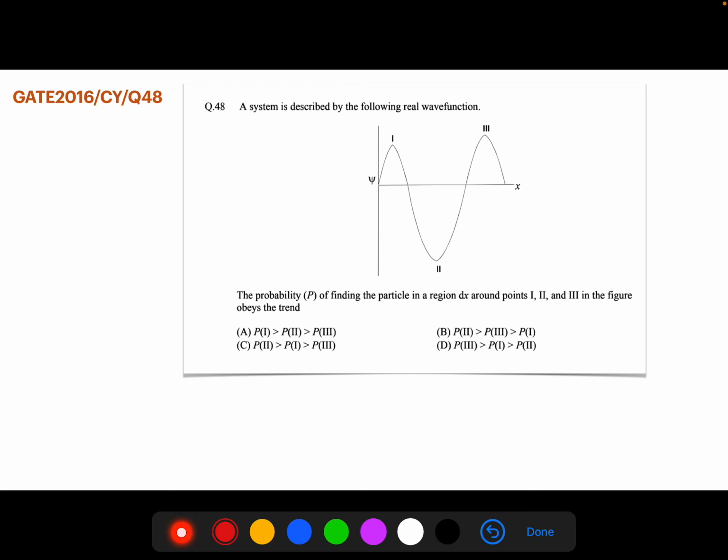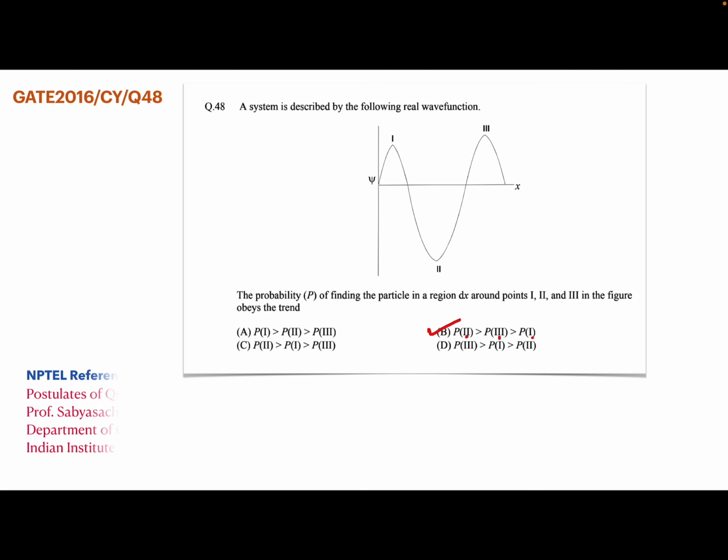Now, the probability of finding the particle in the regions 1, 2 and 3 follows the given trend in the figure: 2, then 3, and then 1. So the correct option is B.